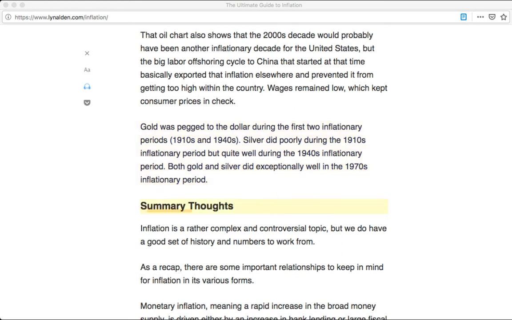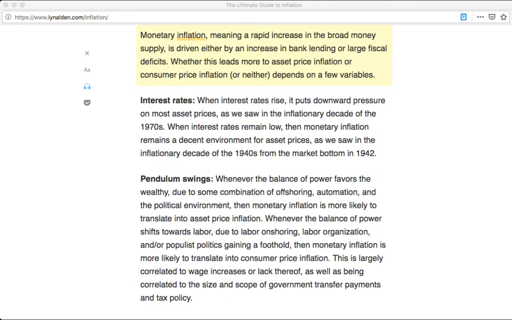Summary thoughts: inflation is a rather complex and controversial topic, but we do have a good set of history and numbers to work from. As a recap, there are some important relationships to keep in mind for inflation in its various forms. Monetary inflation, meaning a rapid increase in the broad money supply, is driven either by an increase in bank lending or large fiscal deficits. Whether this leads more to asset price inflation or consumer price inflation, or neither, depends on a few variables.